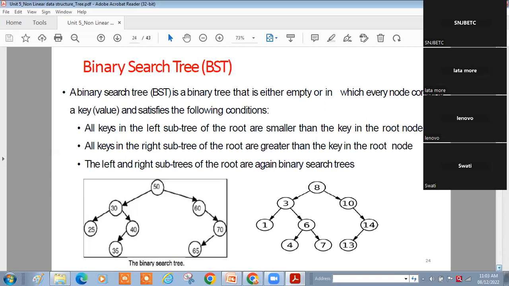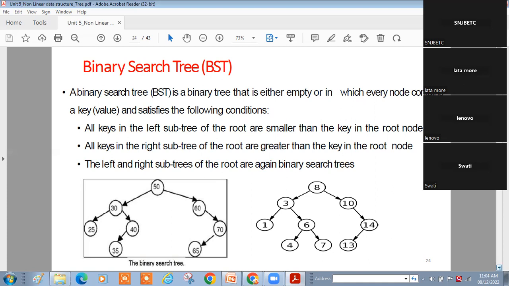Now see students, till now you have understood very well what a tree is, what the characteristics of a tree are, what the types of trees are, and what a binary tree is. Now we have to see binary search tree. A binary search tree is either empty or every node contains a value, a key, and satisfies the following condition. All the keys in the left subtree of the root are smaller than the key in the root node, and all the keys in the right subtree of the root are greater than the root node. The left and right subtrees of the root are again binary search trees.